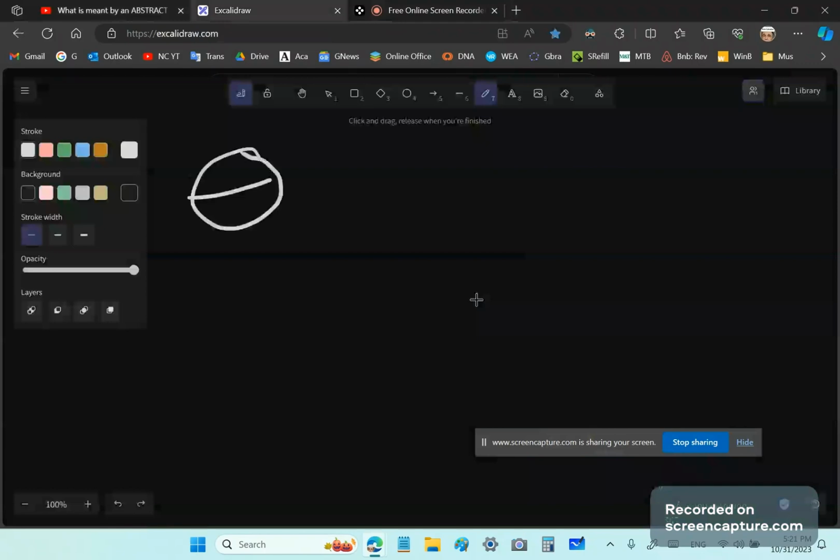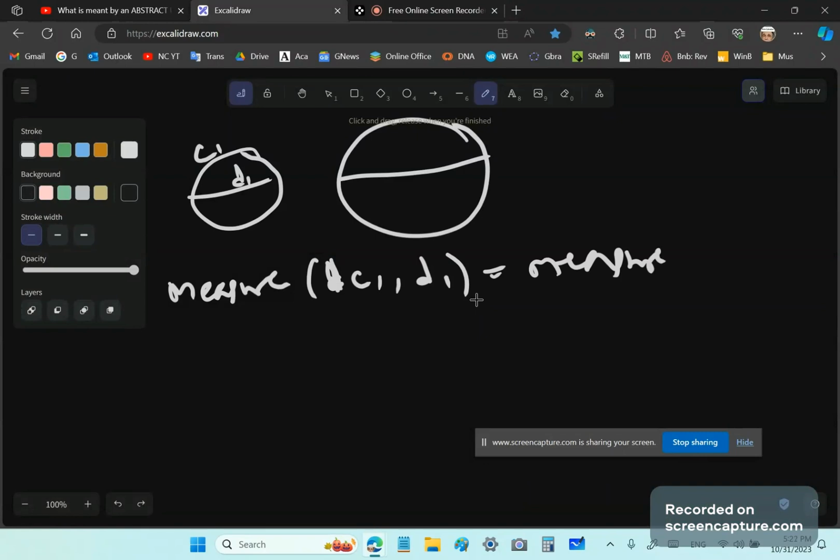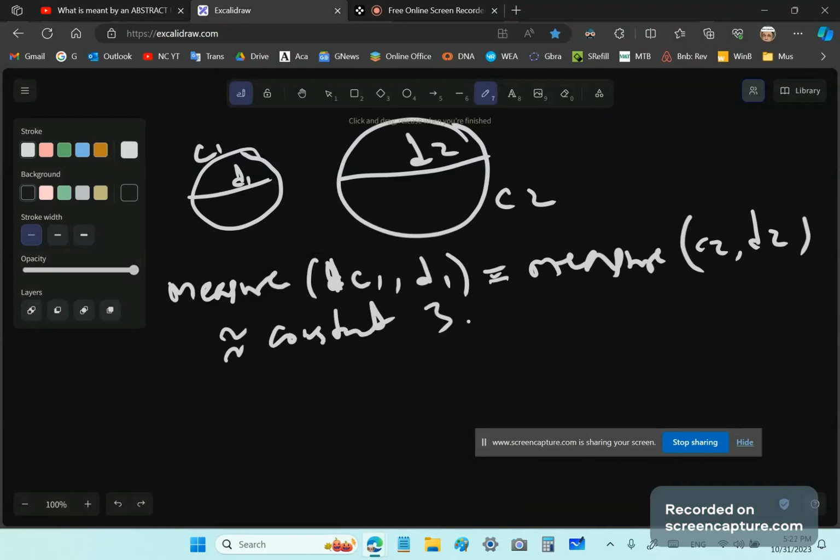has the property that its ratio, that the measure of this diameter 1, rather the circumference 1, the measure of the circumference 1 with the diameter 1 is equal to the measure of the circumference 2 to the diameter 2. Okay. While the measure is the same, meaning it results in some approximate constant, which is 3.14159, right? Etc. While the measure is the same, the ratios are not the same.